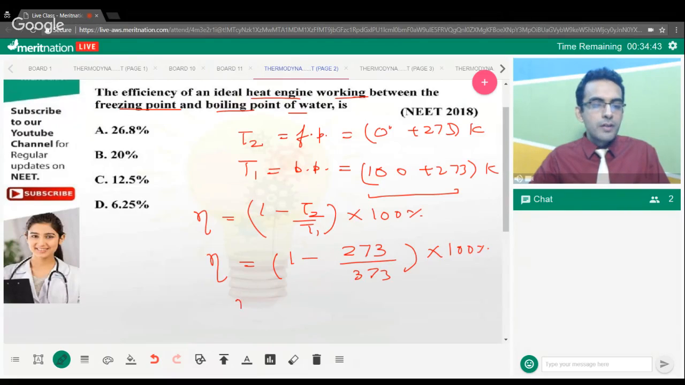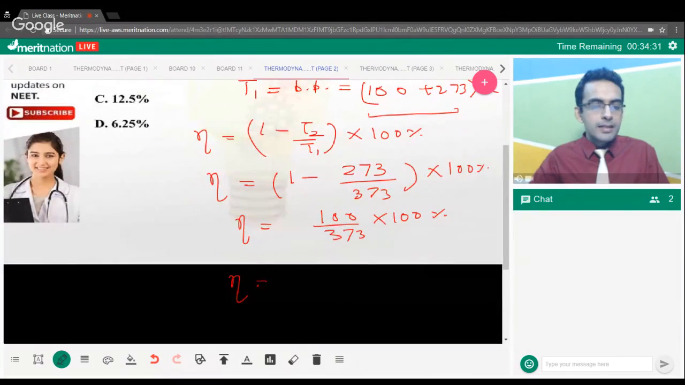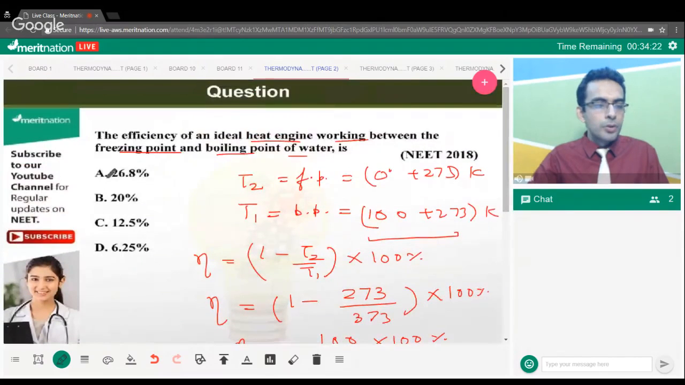So from here we can say it's 100 over 373 into 100%. And what do you get after that? Eta is equal to how much? You can calculate the value, students. You'll get 26.8%. Correct? So A is the correct answer.